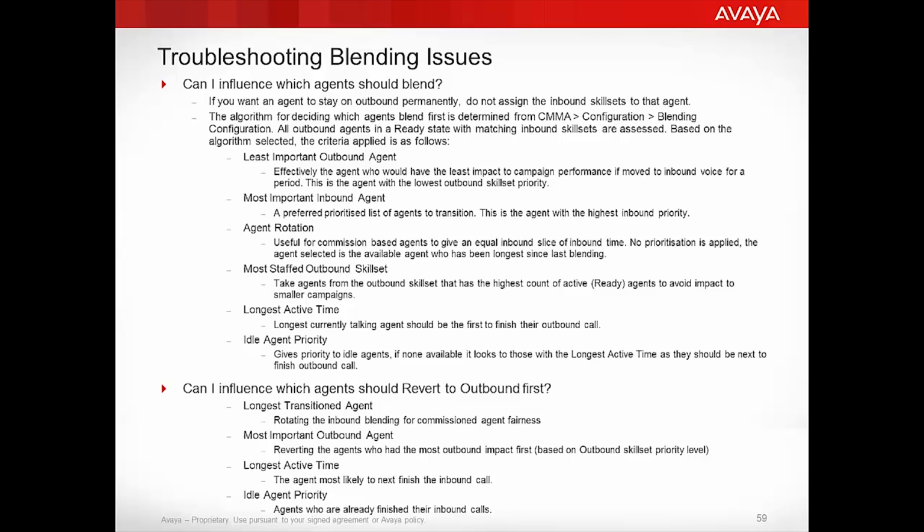You can also influence which agents revert back to outbound first. So again, it's essentially the reverse of the above settings. It's the longest transitioned agent first. We can look at the most important outbound agent, again based on outbound skill set priority level. We can look at the longest active time, and again we can give priority to the idle agents.